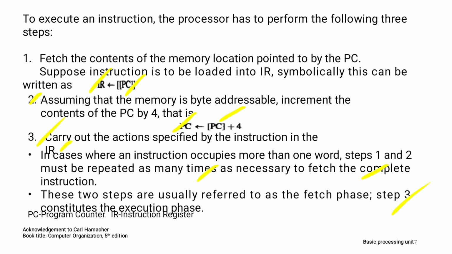In the fetch phase, the instruction from memory is brought to the instruction register of the processor. For this, the program counter content is used. The program counter has the memory address of the instruction. After loading that instruction into the instruction register, the program counter content is advanced by 4 so that it can point to the next instruction. If the instruction is of multiple bytes, these two steps are repeatedly continued so that multiple bytes of the instruction are loaded into the IR.